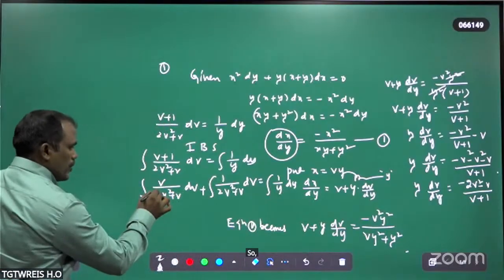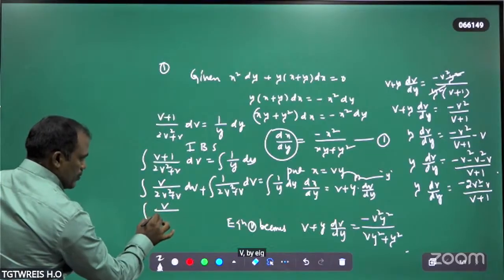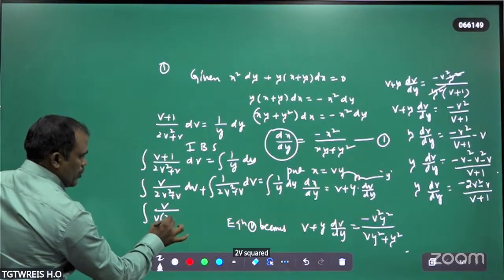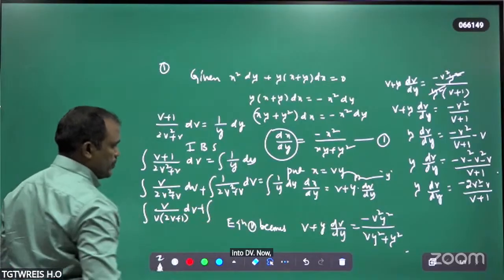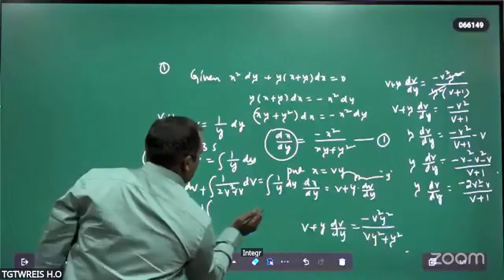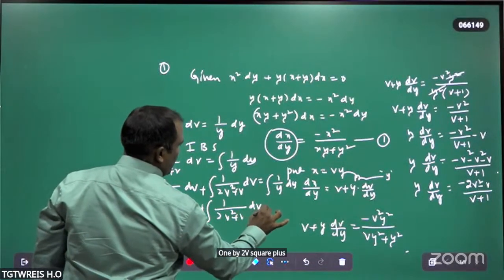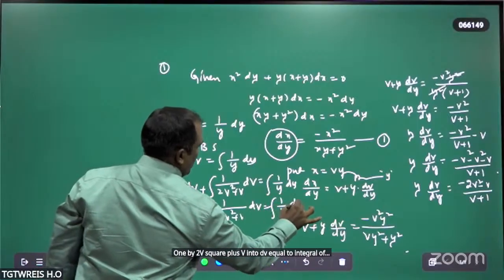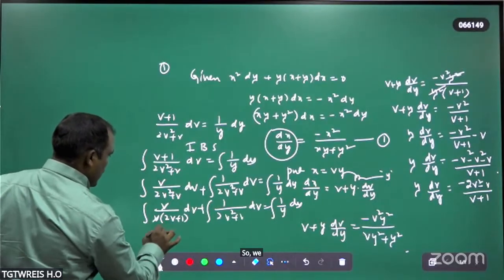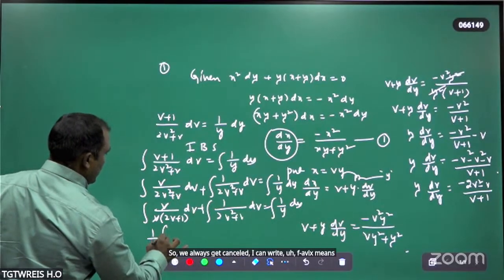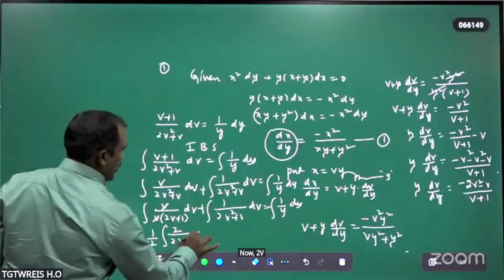So here v is taken common. I can write 2v square as v times 2v plus 1, into dv. Now plus integral of 1 by 2v square plus v into dv equal to integral of 1 by y into dy. So the v's get cancelled. I can write f dash of x by multiplying and dividing with 2 here. Now 2v plus 1 into dv.